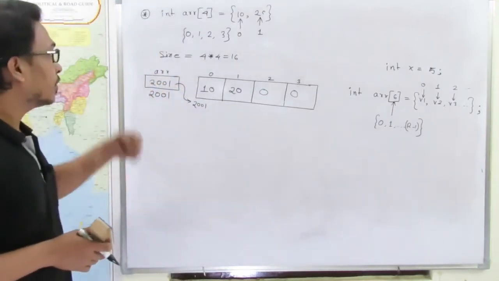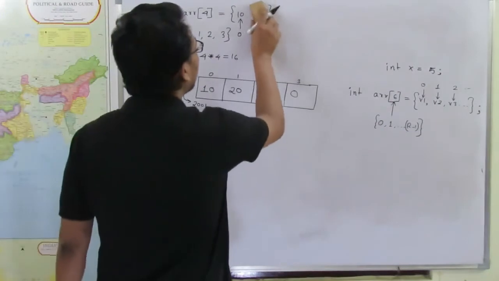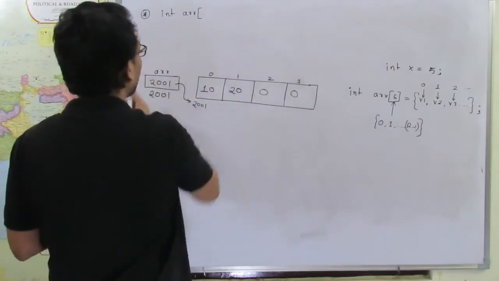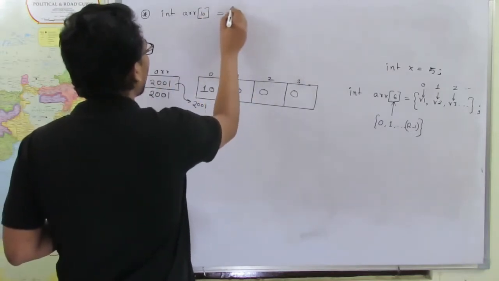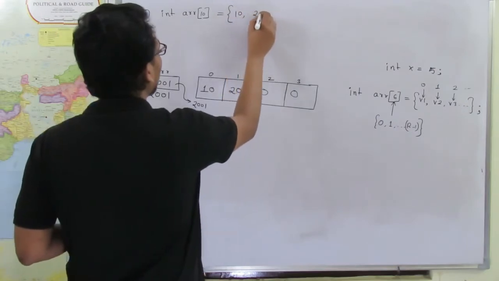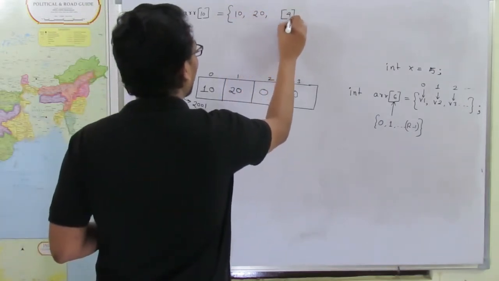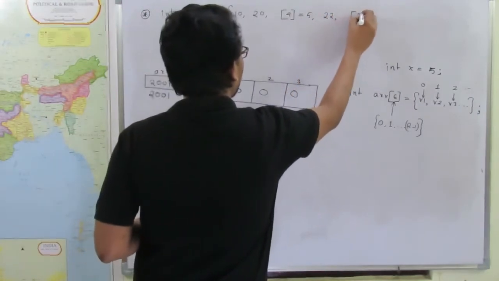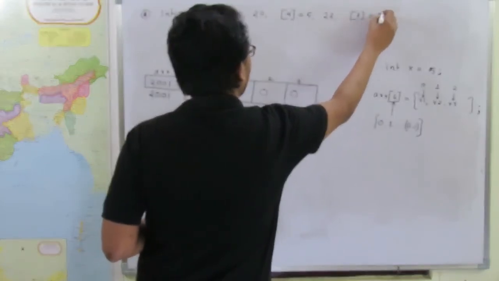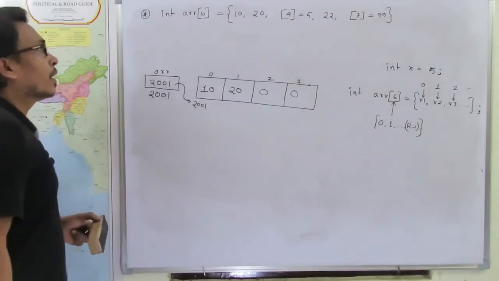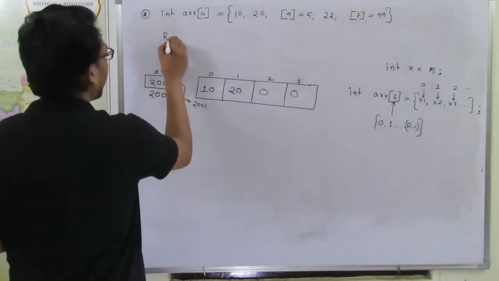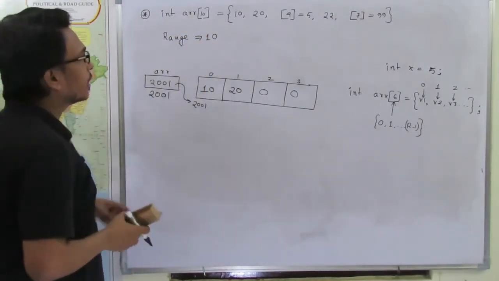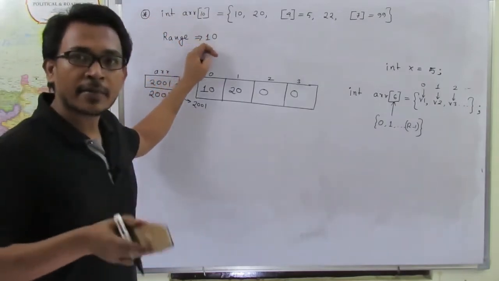Now coming to the next part, let's say here the range is given as 10. The range is given as 10, we specify 10, 20, then index 4 is specified as 5, then 22, then index 7 is specified as 99. Now look, what is the range of the array? The range is given as 10. That means this array can hold 10 elements at a time.